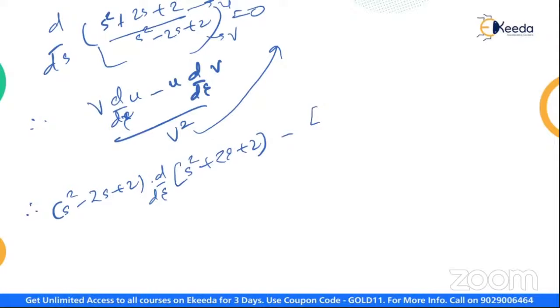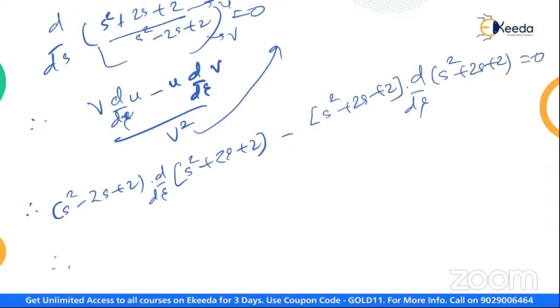With derivative of u minus u, how much is it? s squared, s squared plus 2s plus 2. Derivative of u into v. What is v? What is derivative of v? v is s squared plus 2s plus 2 which is equal to 0. Therefore, what do you get? s squared minus 2s plus 2. So s squared minus 2s plus 2 into d by ds of this. So the whole thing, at the end, you will get something like this: 2s squared minus 4s plus 4 equal to 0.